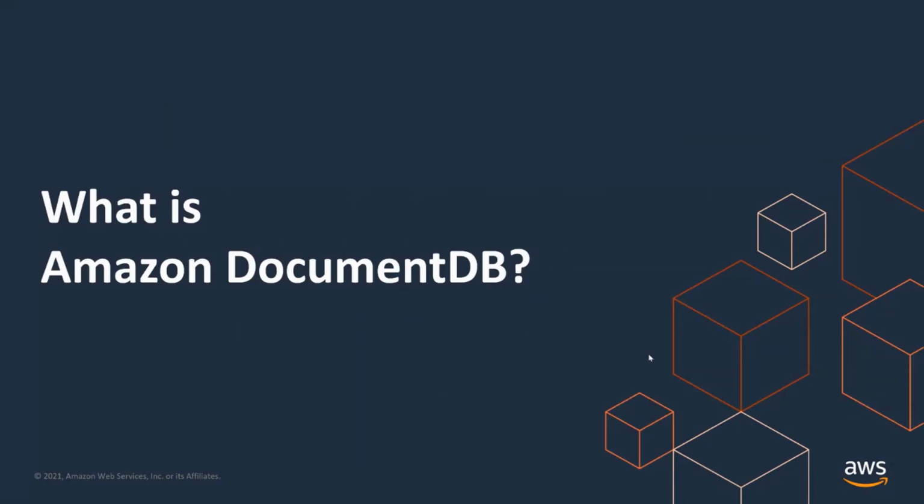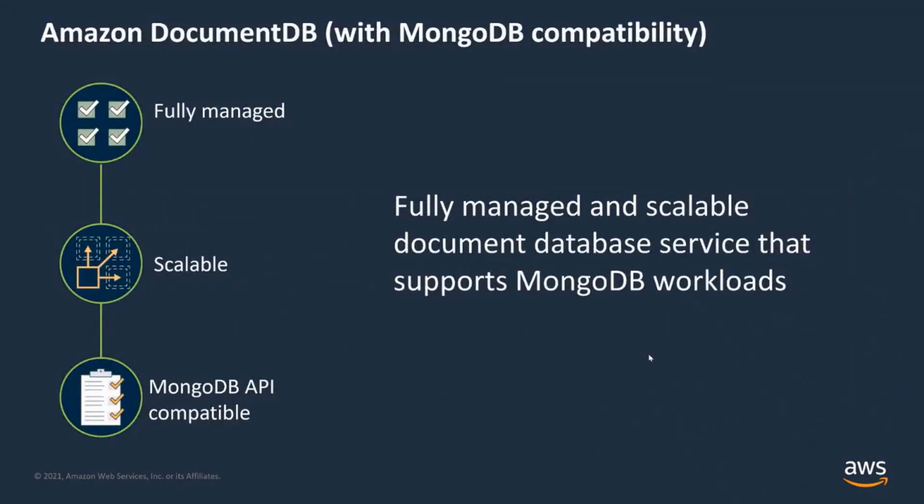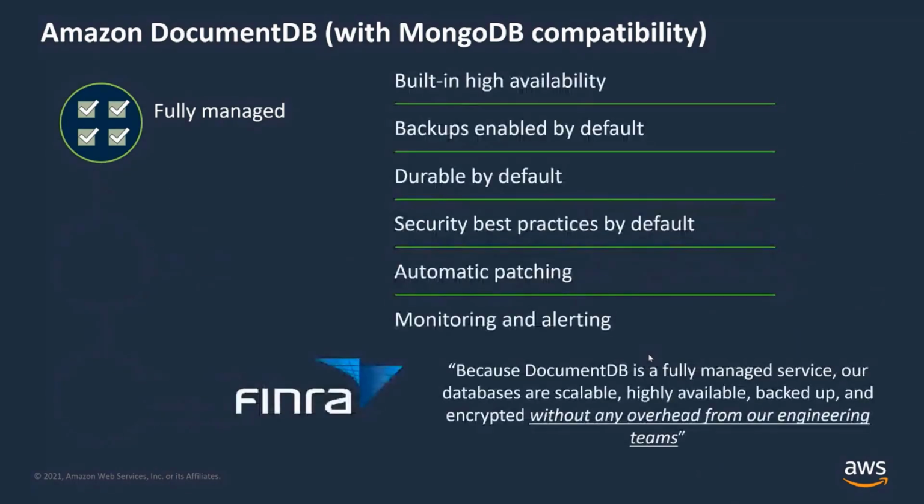All right, so what is DocumentDB? It's a fully managed, scalable document database service that supports MongoDB workloads. It's fully managed. It's managed by AWS. There's no hardware to provision. It's easy to set up through the console. You can spin up a cluster in minutes. There's built-in high availability. Clusters are automatically provisioned across multiple availability zones. Best practices are enabled by default, so backups are enabled. From a durability perspective, data is copied 6 ways across 3 AZs.